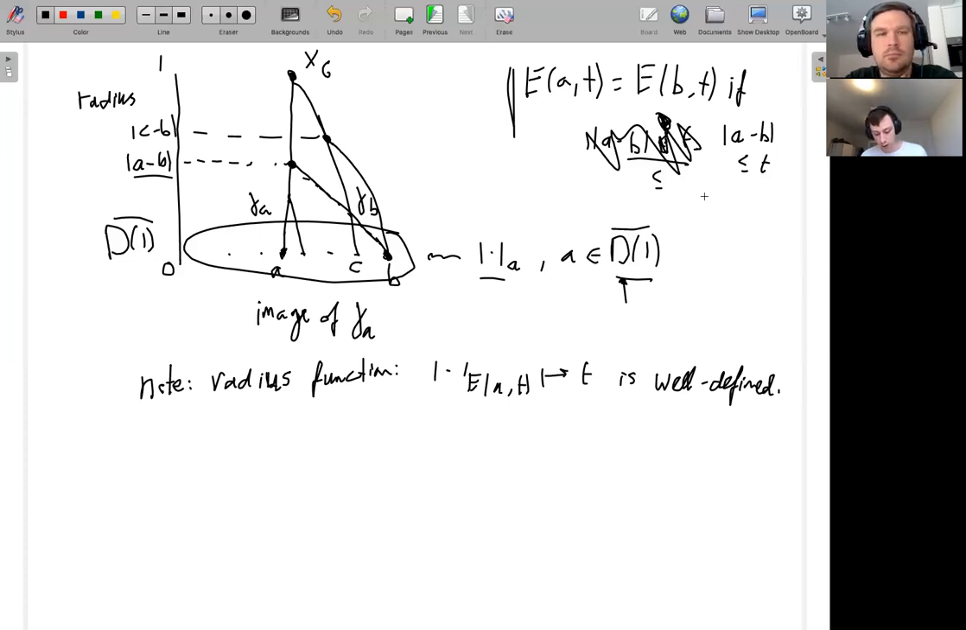Okay, so also as a corollary, this was just a note, but it's an important function. I will write this as rad, which is the radius function.